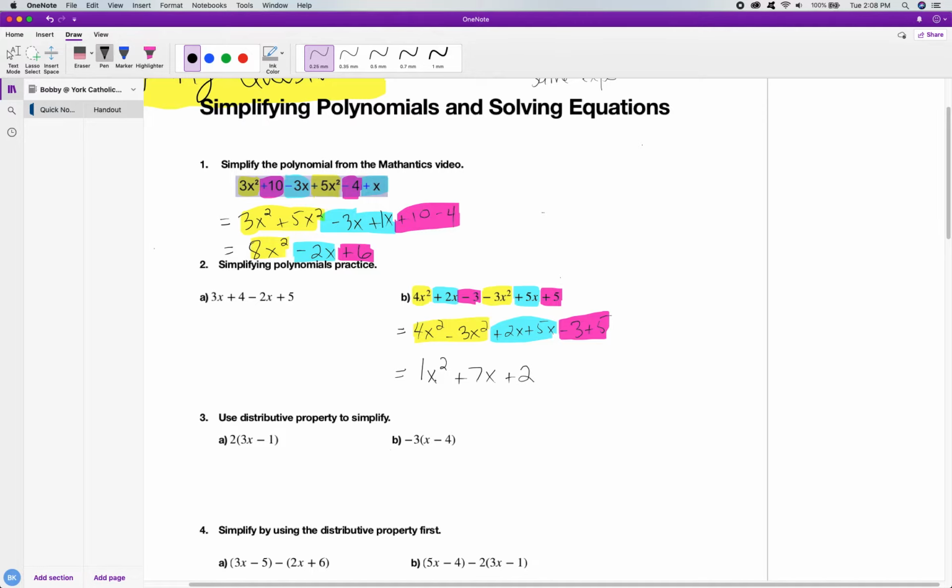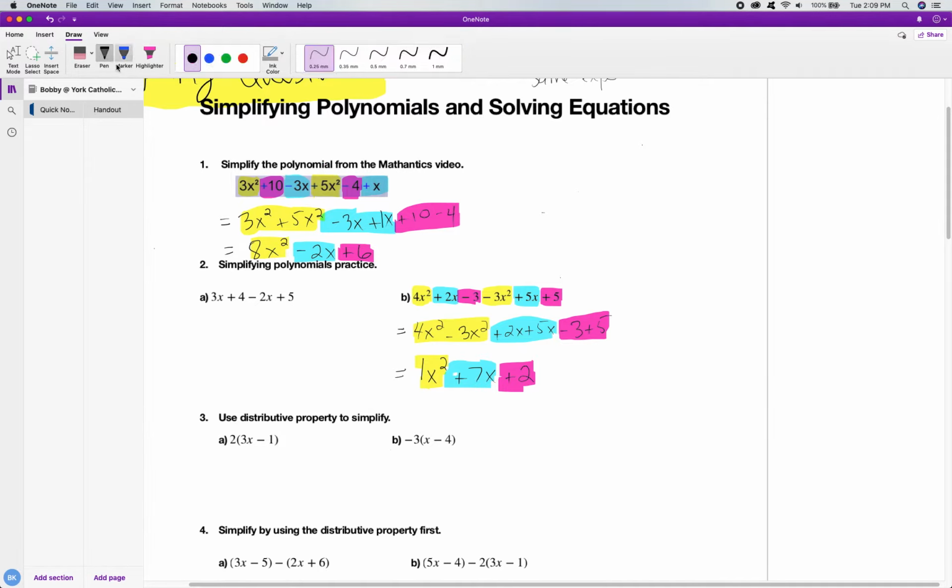There's nothing else I can do because this is x squared. This is not x squared. It does not have the same exponent. So I can't add them up. This is a number. I don't see any other numbers by themselves. I can't add it up. This is the final answer. Okay, so the yellows, when I subtracted there, I got this. When I added there, I got this. And when I added there, I got this.